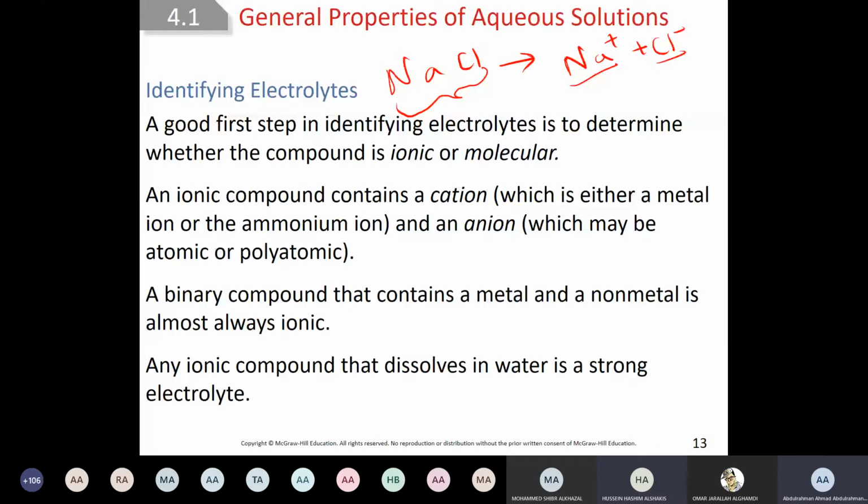Okay. All right. So what do we call this compound? Ionic. And what do you call this compound? Molecular compound. Molecular, yes. Does it conduct electricity? No. Non-electrolyte. Good. But this one is a strong electrolyte.